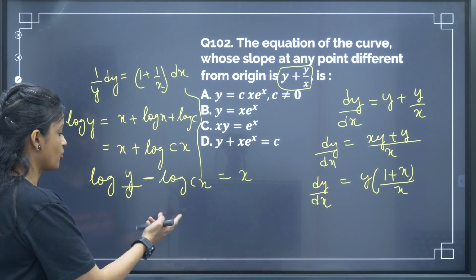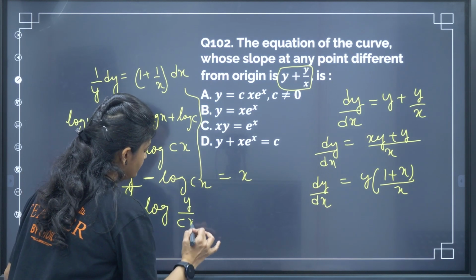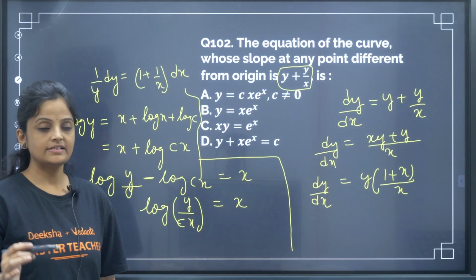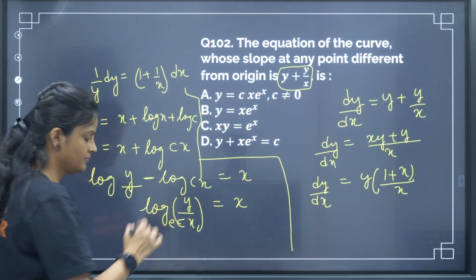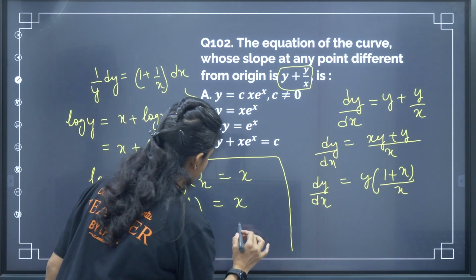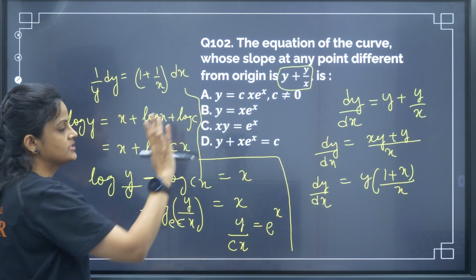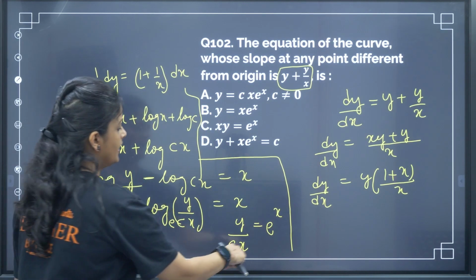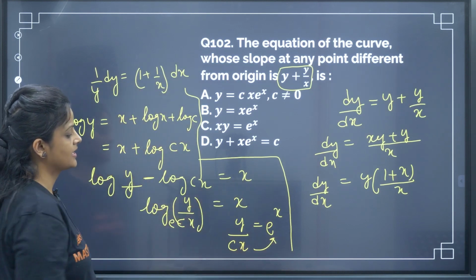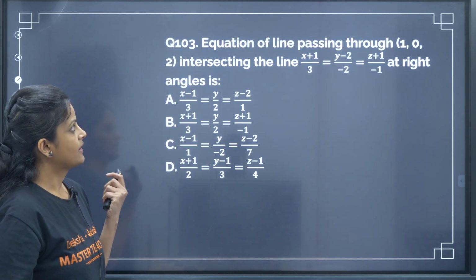So again, using the property log m minus log n, I will get log m by n is equal to x. Okay. Now it's time to remove the logarithm using the property. So if I am removing this, e is the base, send it to the other side. So I have y divided by cx is equal to e to the power of x. Now you can see the options. We have e power x there, and on cross multiplying, I just have to cross multiply e power x and x into c. Option A we have.